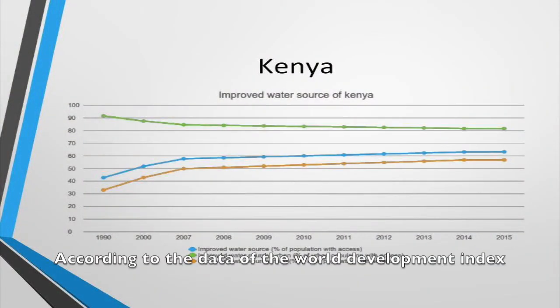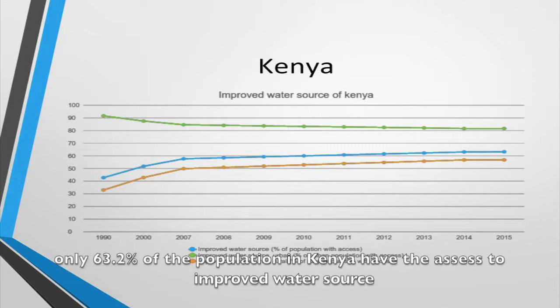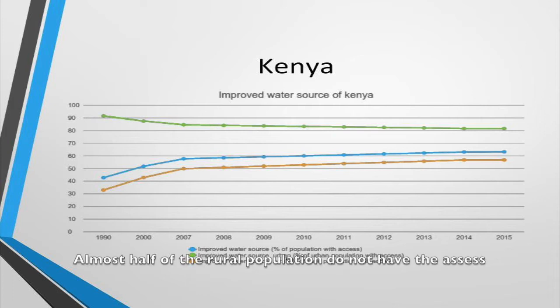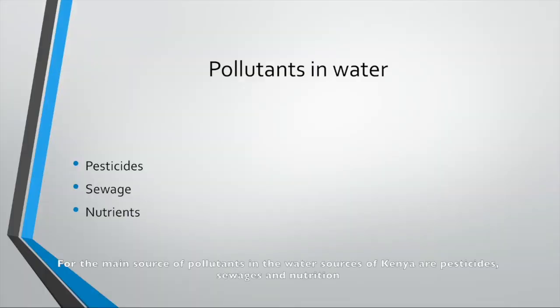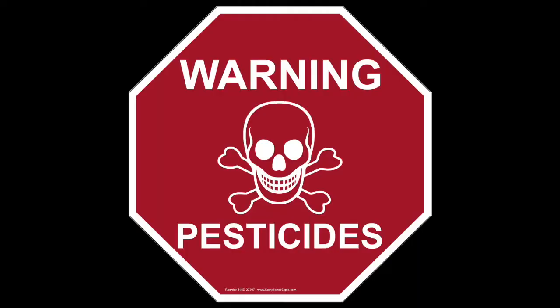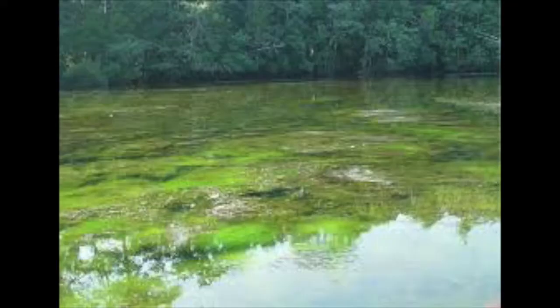According to the data of the World Development Index, only 63.2% of the population in Kenya have access to an improved water source. Almost half of the rural population do not have access. It shows the seriousness of the water problem in Kenya. The main sources of pollutants in the water sources of Kenya are pesticides, sewage, and nutrients.